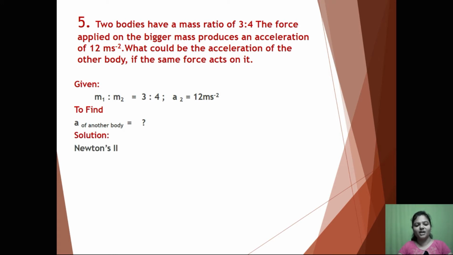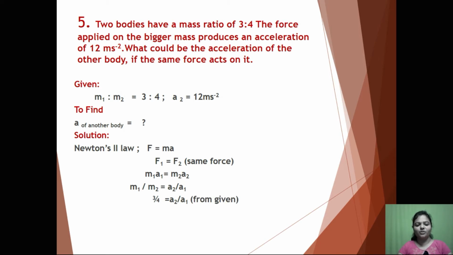So the solution, we will start with Newton's second law, which is F is equal to ma. Here the forces are equal. So F1 is equal to F2. So now instead of F1 we will write m1 into a1, which is equal to F2, which is equal to m2 into a2. Just a rearrangement, m1 divided by m2 is equal to a2 divided by a1. m1 divided by m2, the value is given as 3/4. So 3/4 is equal to a2 divided by a1. So a2 divided by a1 is equal to 3/4. So a1 can be written as a2 into 4 divided by 3.